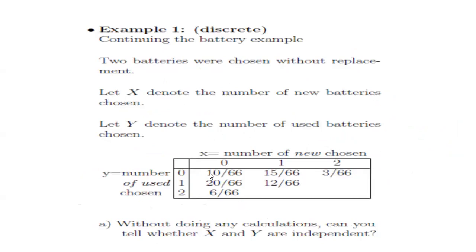So now the same battery example that we calculated. Without doing any calculations, can you tell whether X and Y are independent? How will you do that? The joint equals probability of, if I say, so for this, I have to calculate the marginal probabilities and then I will be able to answer it. You understand? So let's do it.